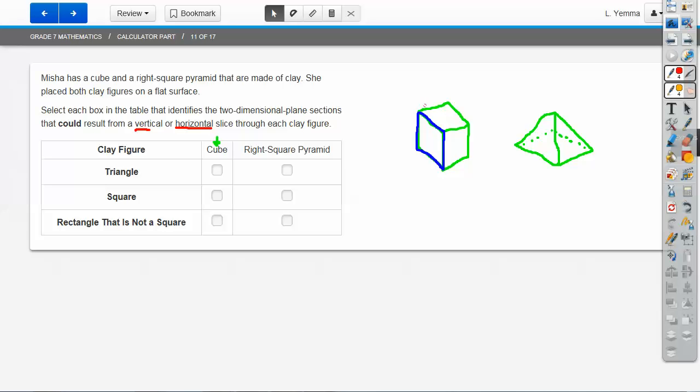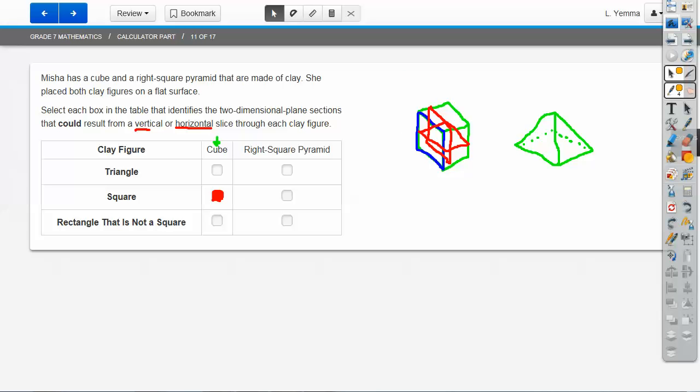Is there any way that I can cut this figure to make a triangle? Well, if I cut it right here in this vertical line, I get a square. So obviously that's going to be, so no triangle so far. Let's see if I cut it this way. Oh, that's another square.